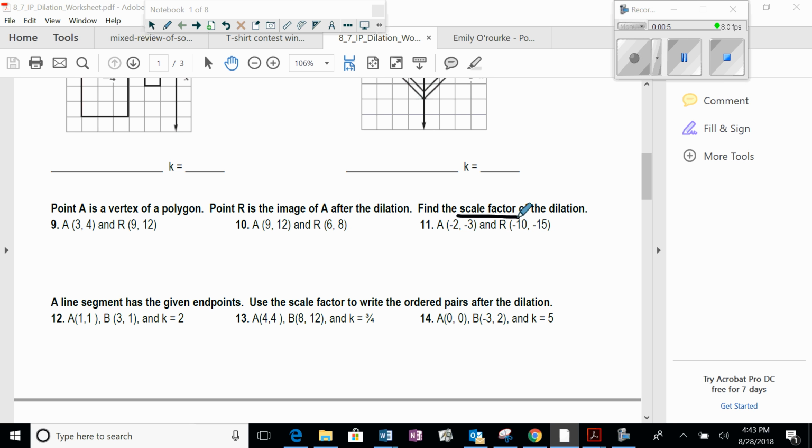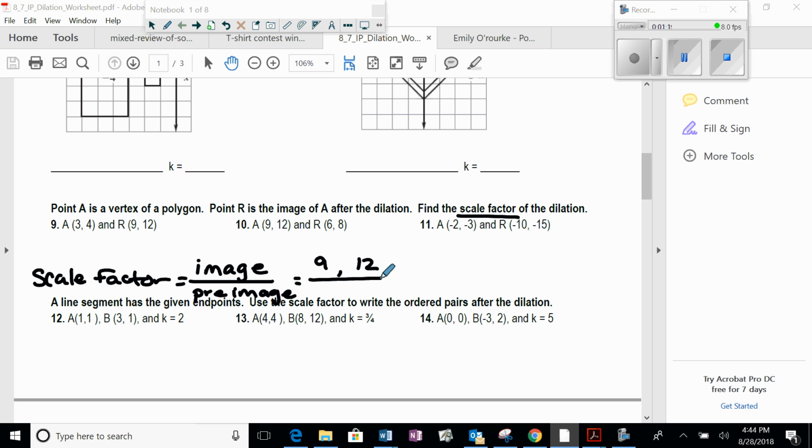In order to find scale factor, we're going to write a ratio. The ratio is going to be image divided by pre-image. So we're going to take the coordinates that they gave us for the image, which in this case is R, so 9 and 12. I'm going to divide that by A, which is our pre-image, 3, 4.